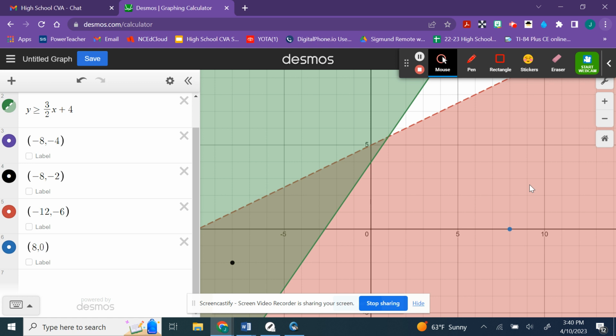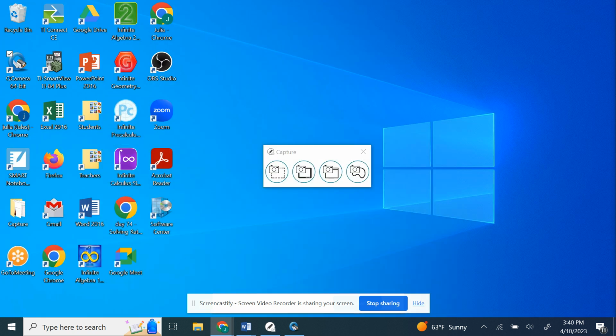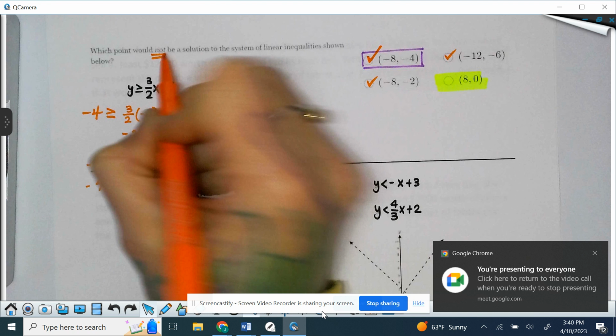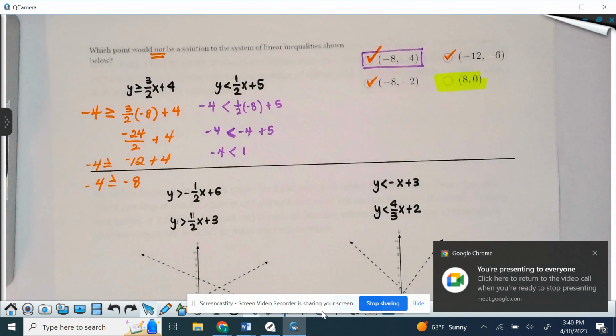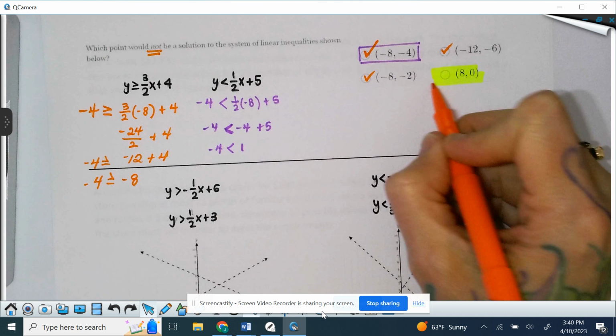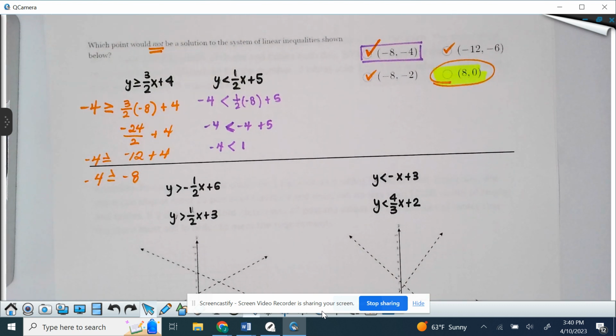Right, exactly. Perfect. So going back, I jumped too fast. The print's really bad. Hard for me to read. Sorry. It said not be a solution, so I fell for the trick. So all three of these were solutions because they were in the overlap. This is not a solution because it was not in the overlap. It was only a solution to one of them.